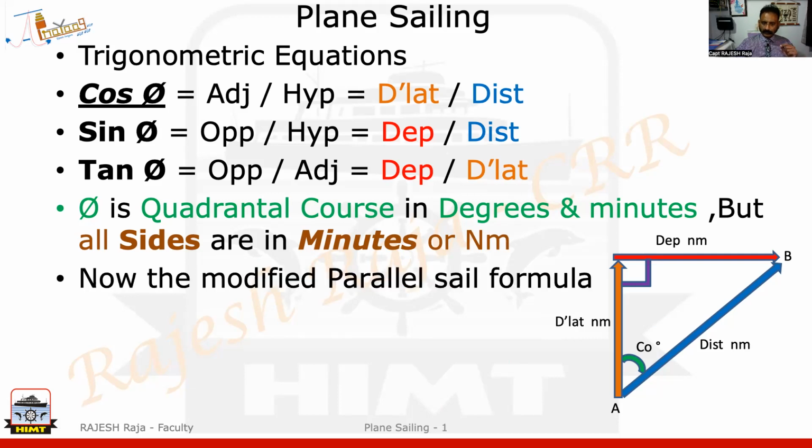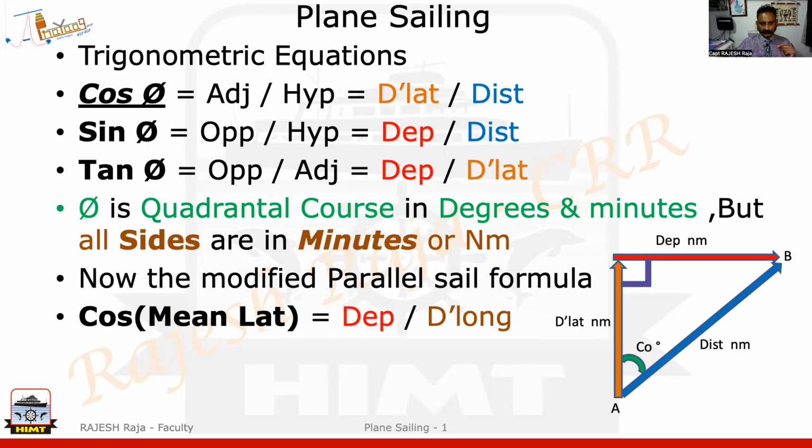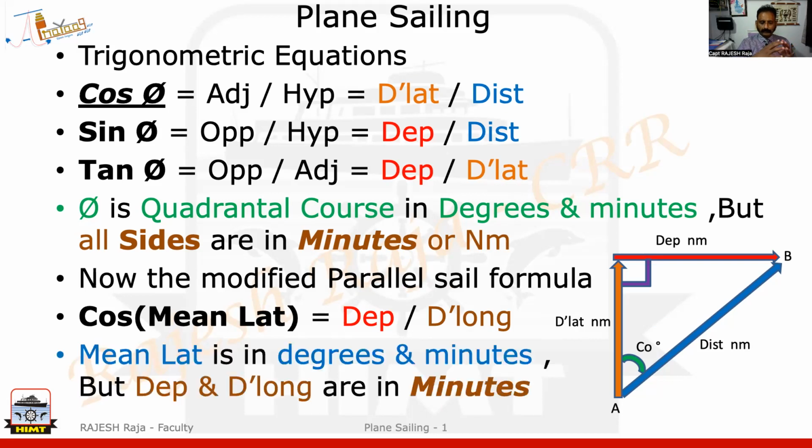Okay. Now let us look at the modified parallel formula. The same formula which was used earlier, cos latitude equals departure by d long, I am putting mean lat instead of cos latitude. So this is where I can get my d long. Again, mean lat is in degrees and minutes. That is a better way of solving. But the two sides, which are departure and d long, are always in minutes. Please don't put in degrees. Again, your theta or mean latitude should be in degrees and minutes, and all the sides of the triangle should be in minutes. They're all in nautical miles, should be in minutes.